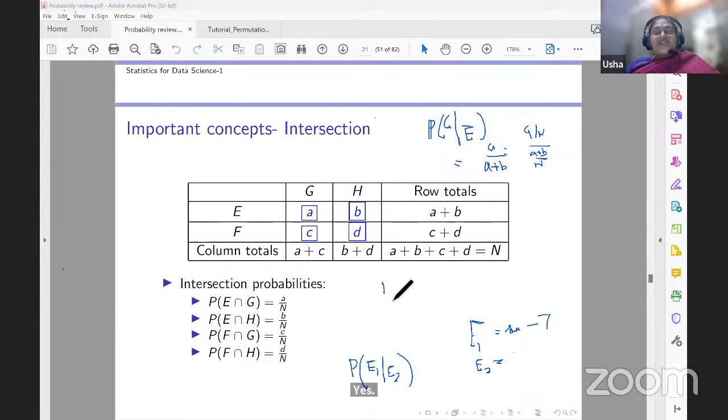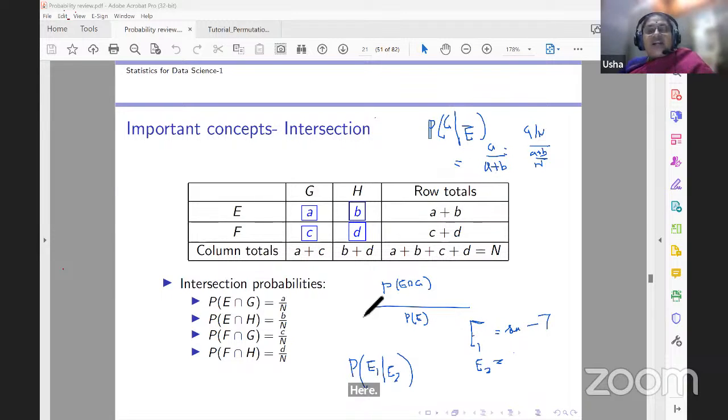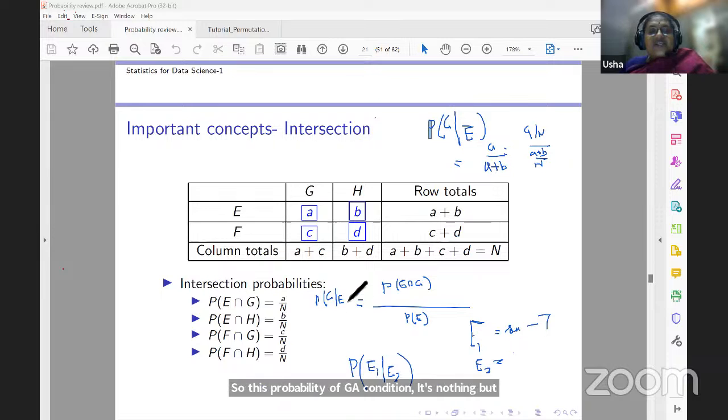A by N is probability of E intersection G, and A plus B by N is probability of E. So this probability of G conditioned on E is nothing but probability of E intersection G divided by probability of E.